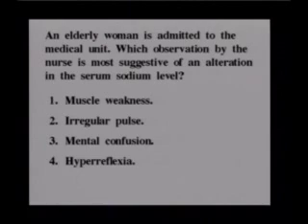Now, choice number 1, muscle weakness, would be more appropriate with which electrolyte problem? Potassium. Irregular pulse would also be typical of a potassium alteration. And number 4, hyperreflexia, would be more typical of a calcium, hypocalcemia. We haven't talked about that yet, but we would see that with hypocalcemia.